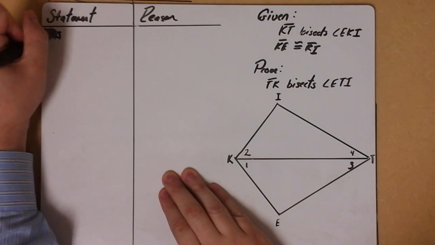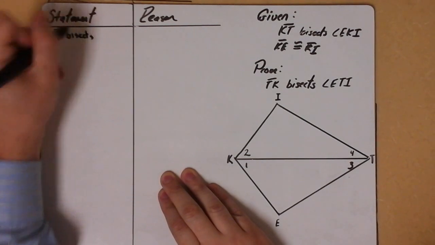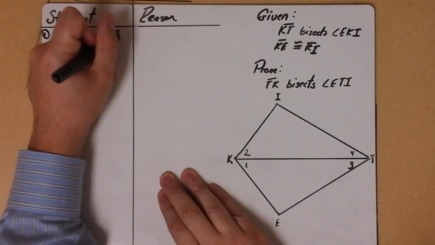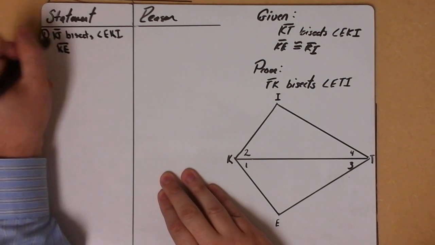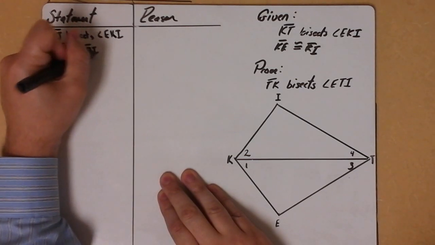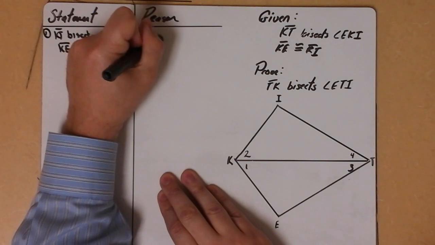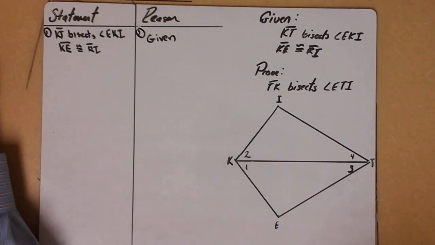So KT bisects angle EKI. Then KE is congruent to KI, and that's given. Okay, so now let's see what evidence I can pull from that.